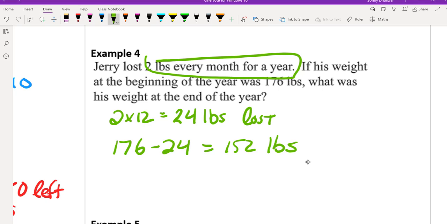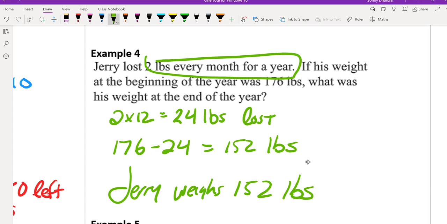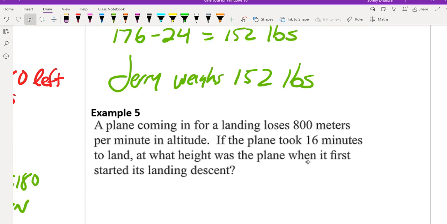Right? So we do a little statement. Jerry weighs 152 pounds. Okay?